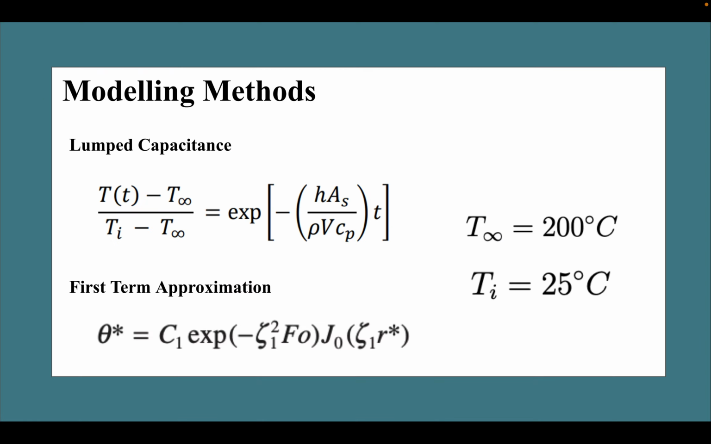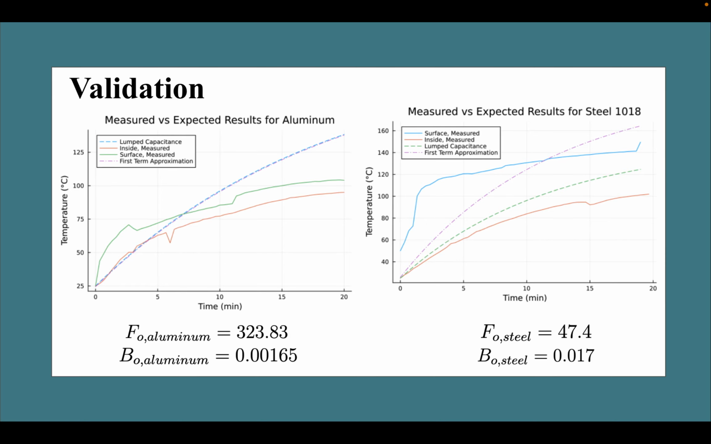Now, we also approximated our results using the lumped capacitance method and the first term approximation, and you can see those results here. As you can see, our Bi numbers are both below 0.1, so while we didn't technically need to do the first term approximation, the results are graphed here and their approximations. Now, it is important to note once again that for aluminum, our H value was different because of how far we scooted the heat gun away from the cylinder.